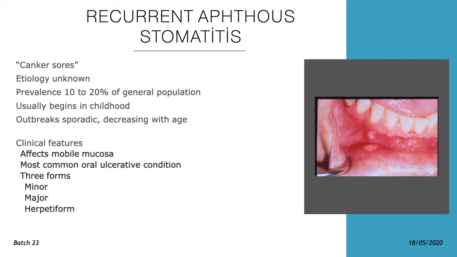So the next acute disease is recurrent aphthous stomatitis. It is also called canker sore. The etiology of recurrent aphthous stomatitis is unknown. Most frequently it affects the mobile tissue rather than the non-mobile tissue, the gingiva. It is most frequently seen on the buccal mucosa and lips rather than the attached gingiva or the marginal gingiva. There are three forms of recurrent aphthous ulcer: minor, major and herpetiformis.